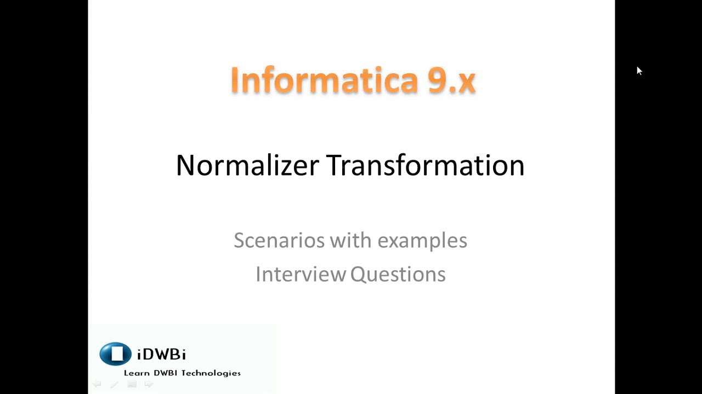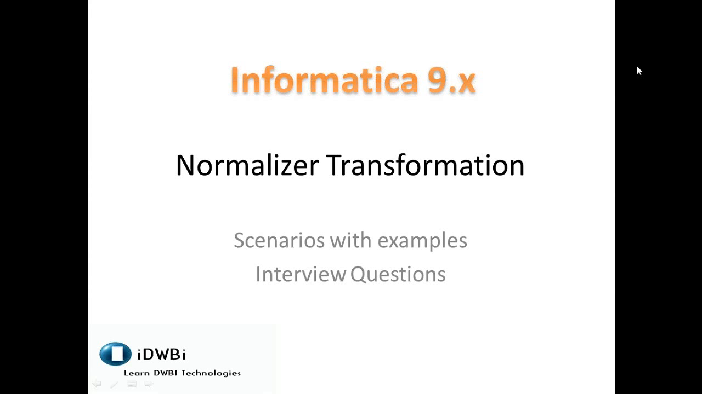Normalizer transformation is basically an active and a connected transformation. What does active transformation mean? Active transformation is a transformation which can change the number of rows which are passing through it. Okay, and it is a connected transformation.